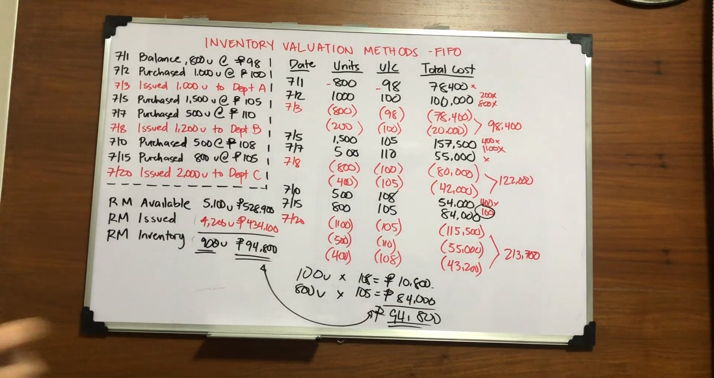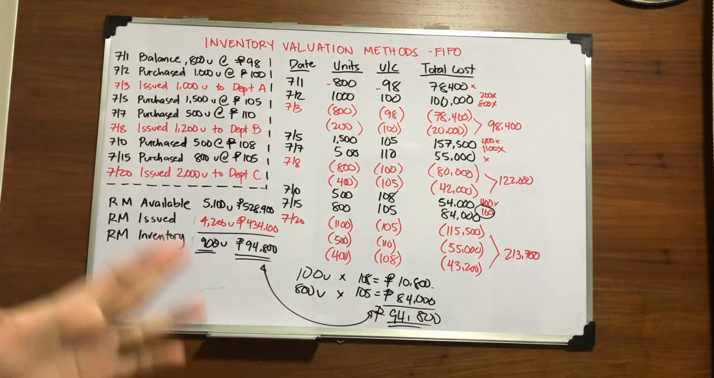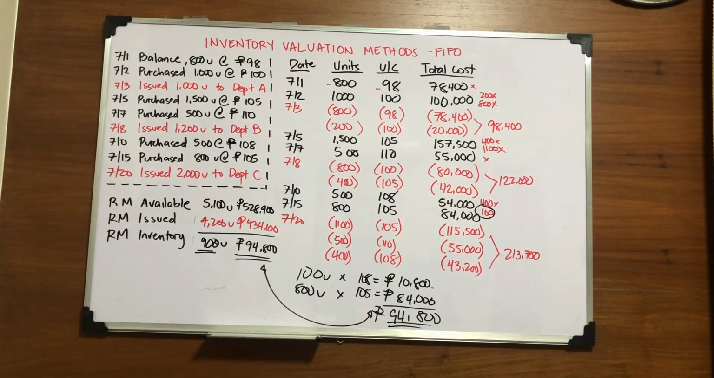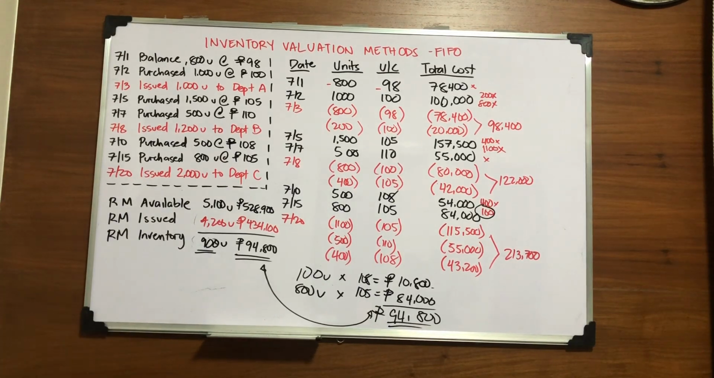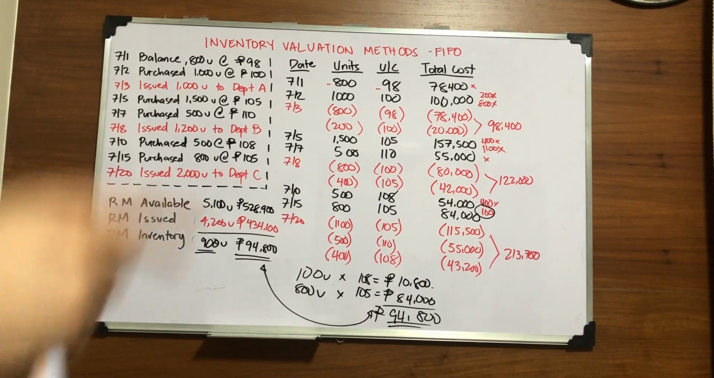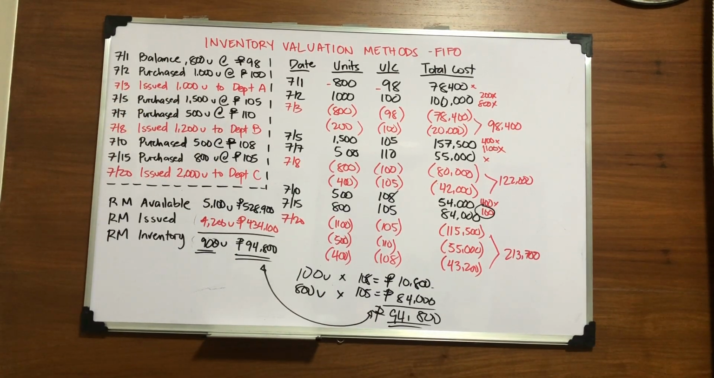The only thing that will change here is when you have issuances. For your issuances, always refer to the earliest transaction. When you're in the earliest transaction, use that units or consume that units as well and use that unit cost. In case it's already emptied out, refer to the next earliest cost or earliest transaction. Okay, so again, from here you will be able to determine your raw materials available for use, your raw materials issued, as well as your raw materials inventory.